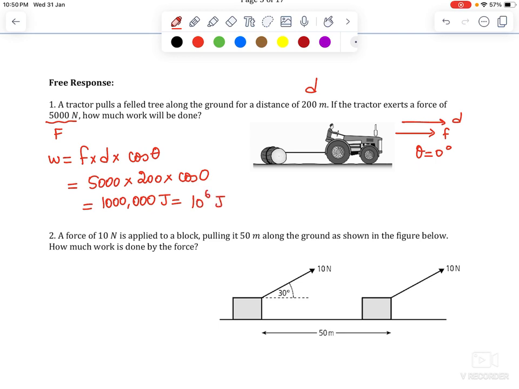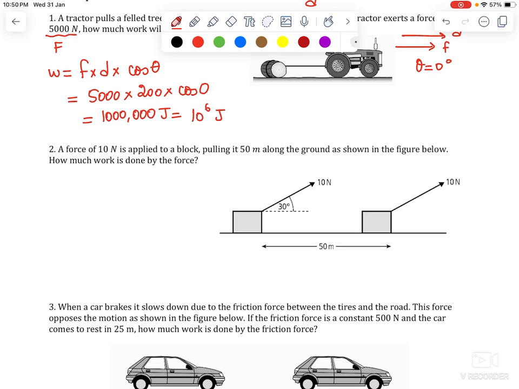So number 2, you have a force of 10 applied to a block that is pulling it 50 meters distance and at an angle of 30. Also the work is force by distance by cosine of this angle, applying everything by its value. So I will have 433 joules.